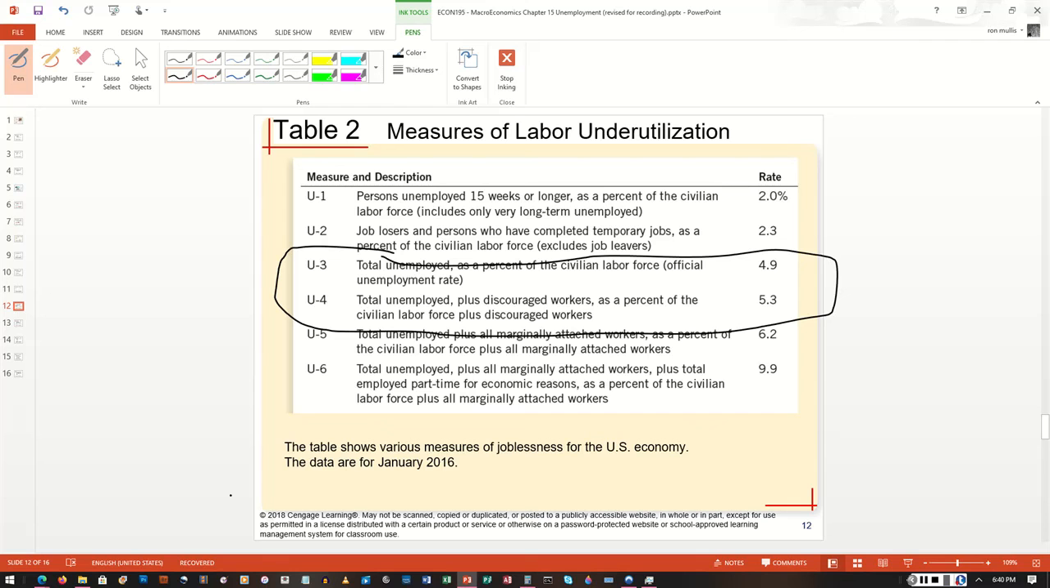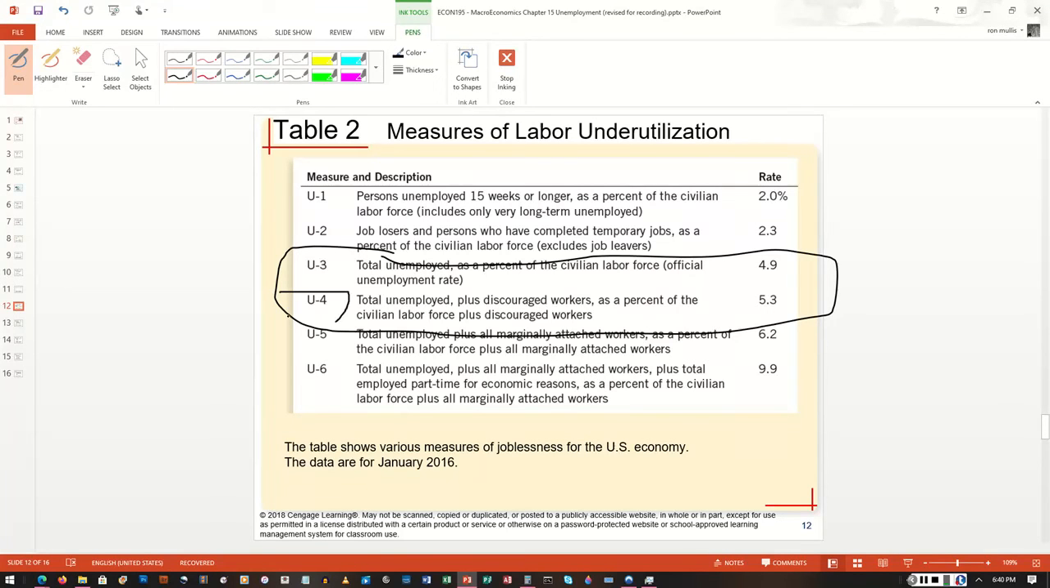So these two rates, well, the one rate, the U3 rate, is the one that you hear on the news or on the radio stations where they talk about the unemployment rate. This is the official unemployment rate. It's not the one that I agree with, but this is the one that they use on TV to tell you who's unemployed or the unemployment rate.